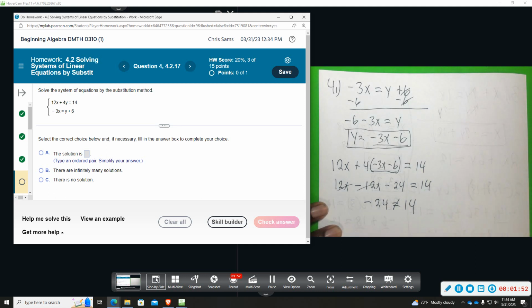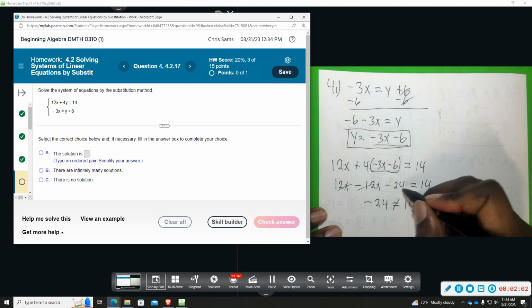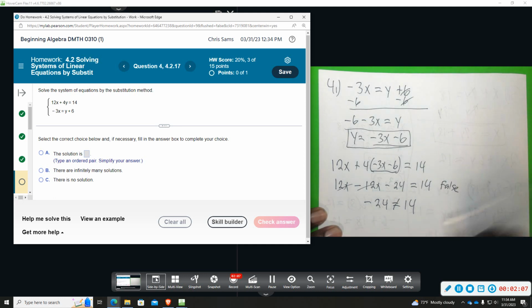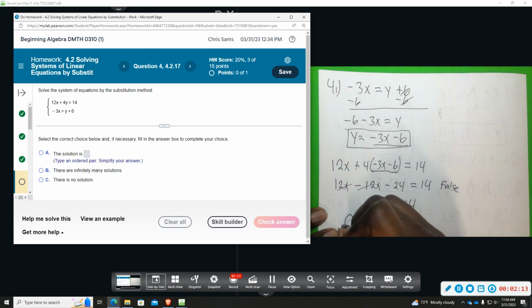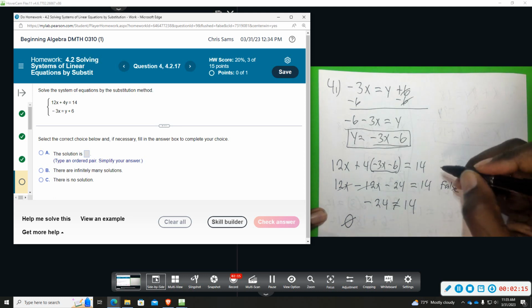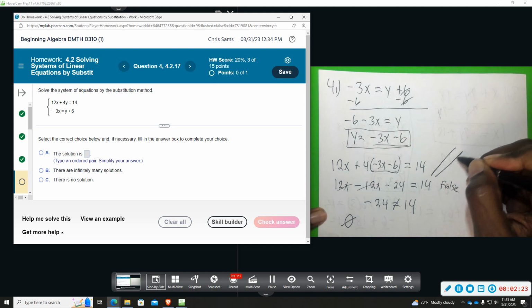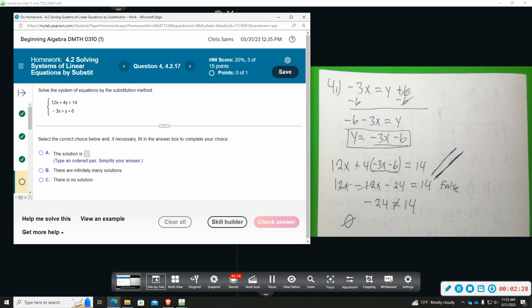This is one of those special cases: when your variable completely gets canceled out, and what you're left with is a false statement. When it said 24 is equal to 14, this is false. So I just wrote not equal. Then that means that you have no solution. This happens when you have parallel lines. Basically, if I put both of these lines in slope-intercept form, they would not cross. They would be parallel, so there's no point where they would intersect, so we would get no solution.